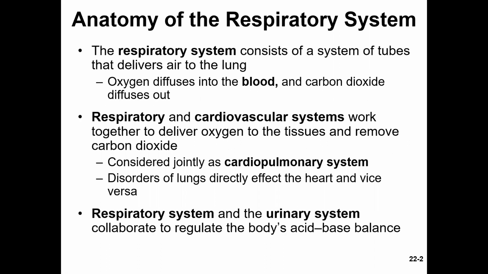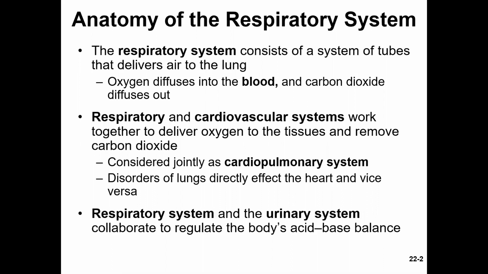So the respiratory system consists of a system of tubes that deliver air to the lungs. Oxygen diffuses into the blood and carbon dioxide diffuses out. Respiratory and cardiovascular systems work together to deliver oxygen to tissues and remove that carbon dioxide. We consider them together, and when we do that, we call it the cardiopulmonary system. Disorders of the lungs will directly affect the heart and vice versa.